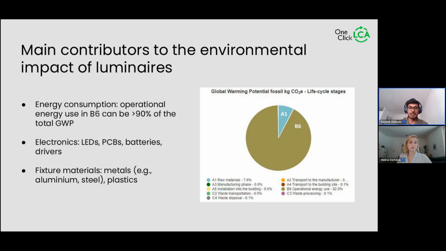And this can be through electronics. A1 is, like I've highlighted here, a small chunk, less than 10%, but that can contribute in a big way to optimizing B6. And this can be from LEDs, PCBs, or the batteries, as we've seen, but also the fixture materials themselves, which are often made of metals and plastics.